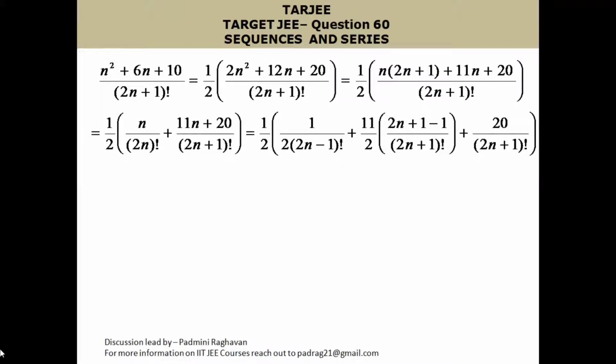Again, you can write (2n) whole factorial as (2n minus 1) factorial into 2n. Cancel an n in the numerator and denominator. So the first term becomes 1 by 2 into (2n minus 1) whole factorial.